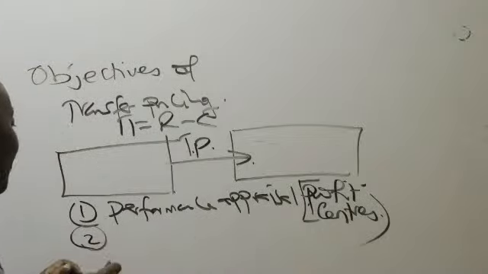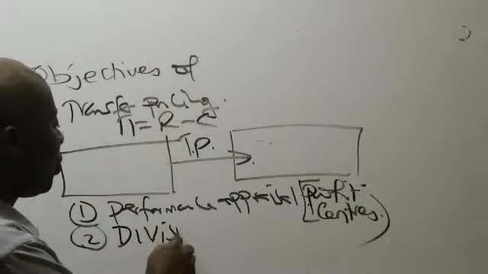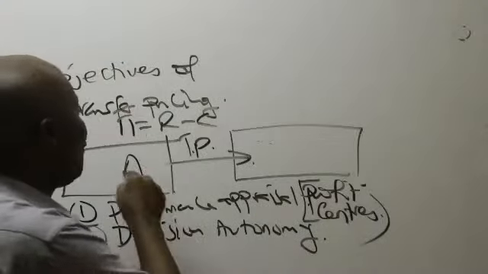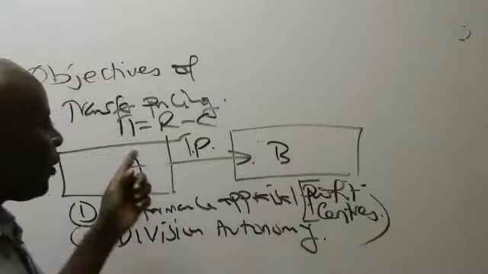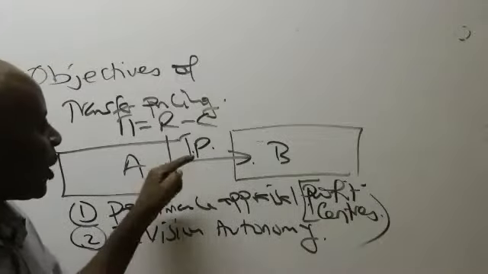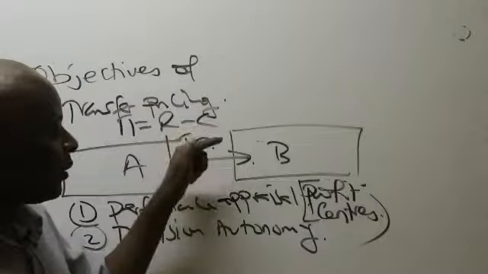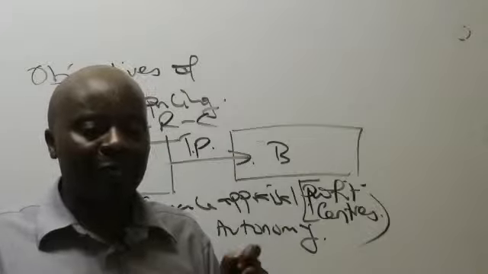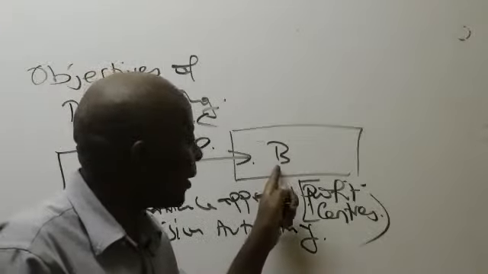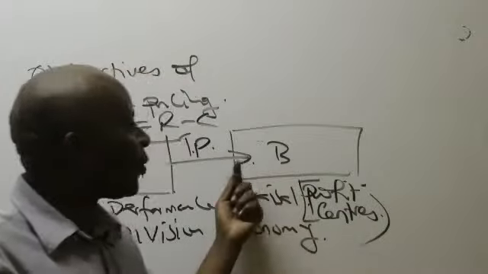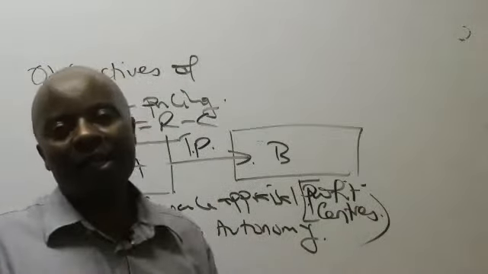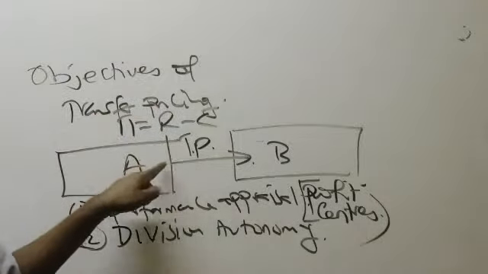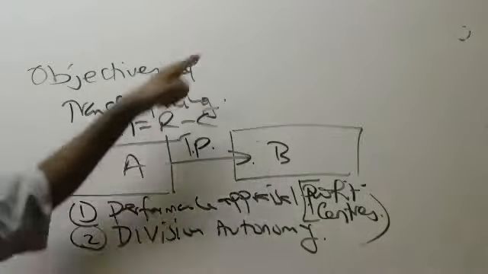Number two, divisional autonomy. So we want these two divisions to be autonomous. If I feel that you have charged too expensive a transfer price, remember, if I'm an autonomous independent division, then I can decide to even buy those goods from outside. If, for example, A is able to get a customer out there who is able to give them a better price than what B is giving it, then A is at liberty, it's independent.